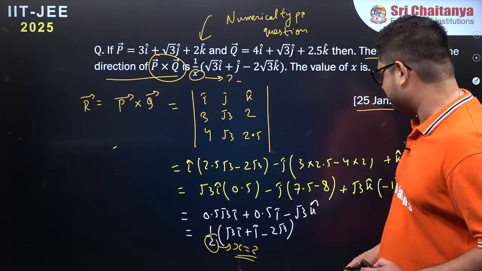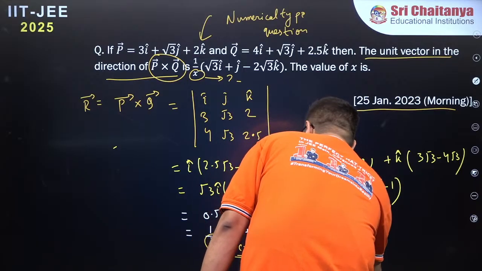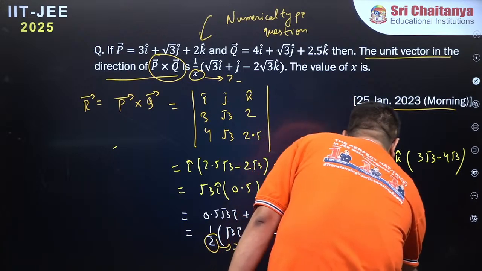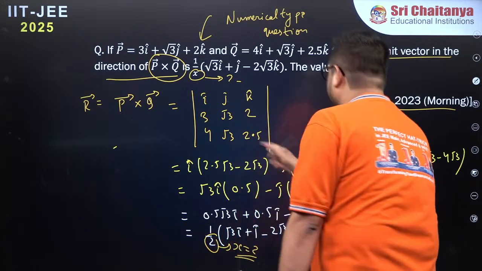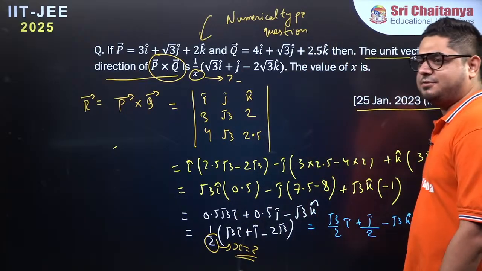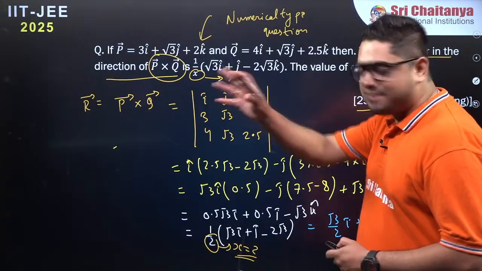Check it properly. Incorporate this and see what you get. Root 3 by 2 i cap, isn't it? Plus j cap by 2 minus root 3 k cap. This is it, right? 1 by 2 is 0.5, the one which I was getting over here, based upon the sign convention. So it is going to be 2 newtons, where 2 is the value, not the newtons.